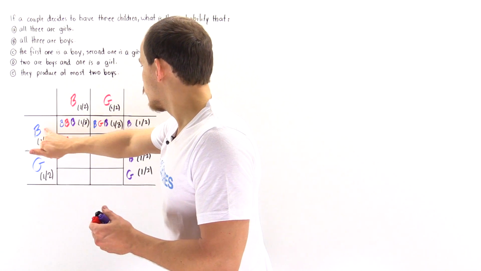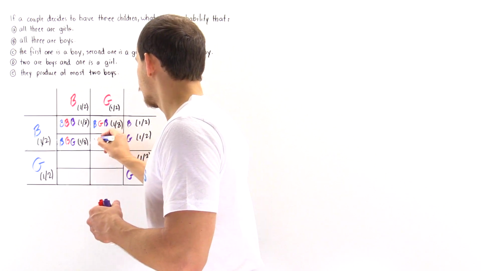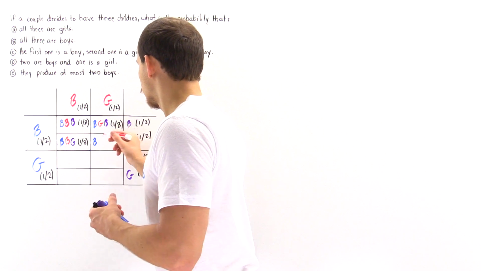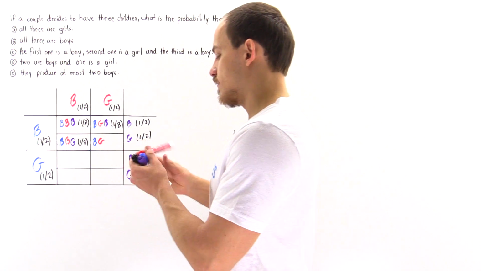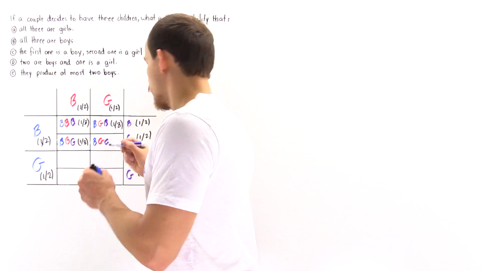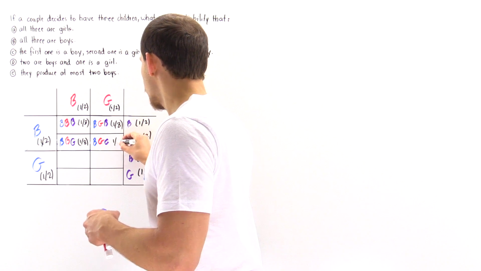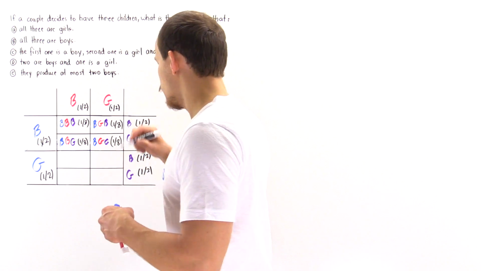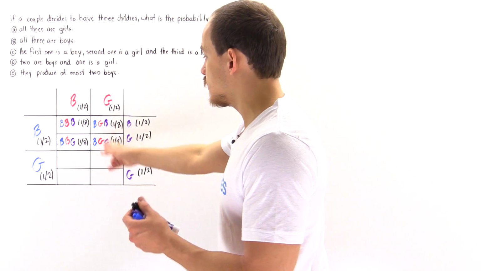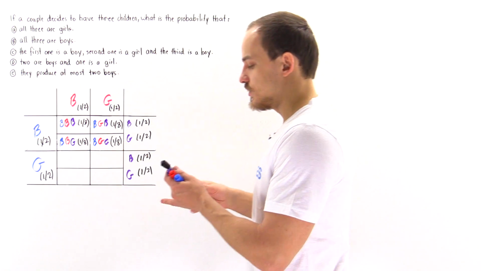In this case, we have a boy, we have a girl, and we have a girl. And so if we multiply these out, once again, we get 1/8. And we can basically continue the process out with these four cases. We multiply them out, and we always get 1/8 in each one of these boxes.